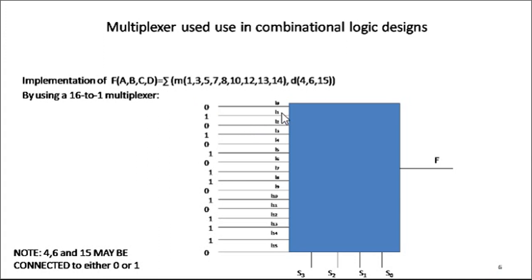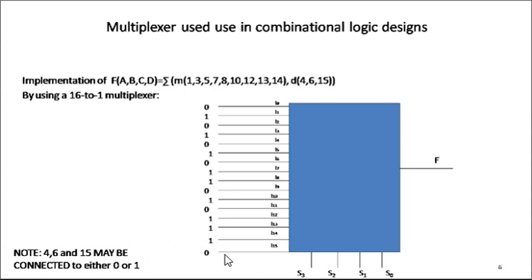So see, I1, I3, I5, similarly 7, 8, 10, 12, 13, 14 are connected to the VCC. And the don't cares 4, 6, 15: its meaning is that 4, 6, 15 may be connected to either 0 or 1. There is no effect on their respective outputs.